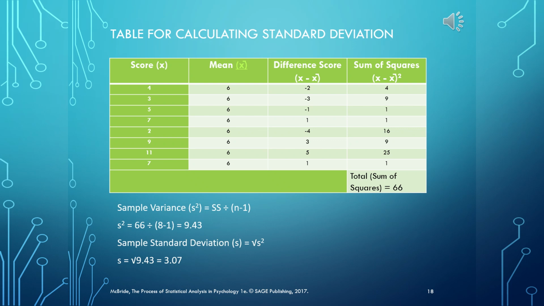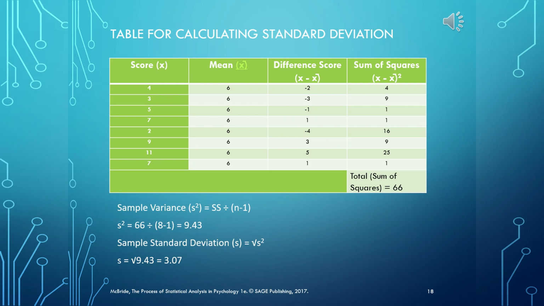Also, it might help you if you're trying to calculate the standard deviation by hand for a sample. You can use a table like this, or just set one up on a piece of notebook paper, where you write out each score in the distribution, then you write out the mean in the next column. You subtract the mean from each of those scores, that's the difference score column, and then finally you square all of those difference scores to find the sum of squares.